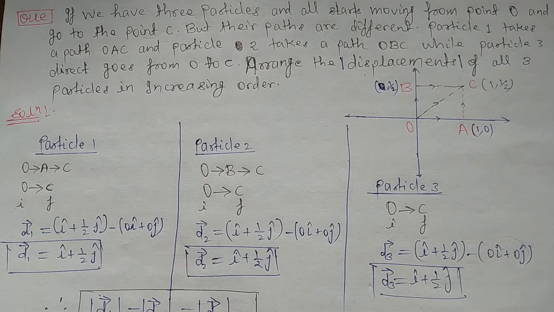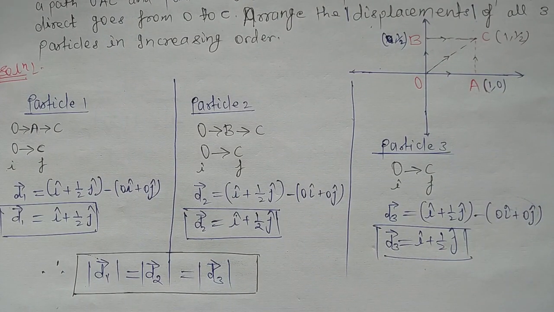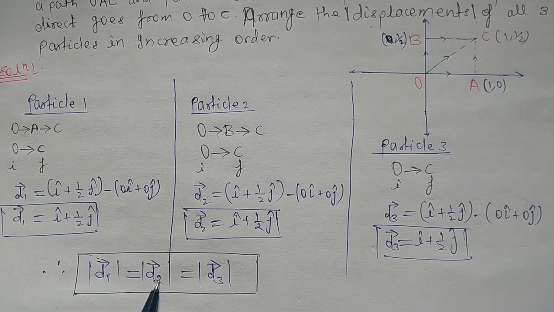Now it is very clear that the displacements of these three particles are exactly equal. So the magnitude of displacement of these three particles is equal, that means mod of d1 is equal to mod of d2 is equal to mod of d3. Hence it is proved that displacement is path independent, it doesn't depend on the path taken.